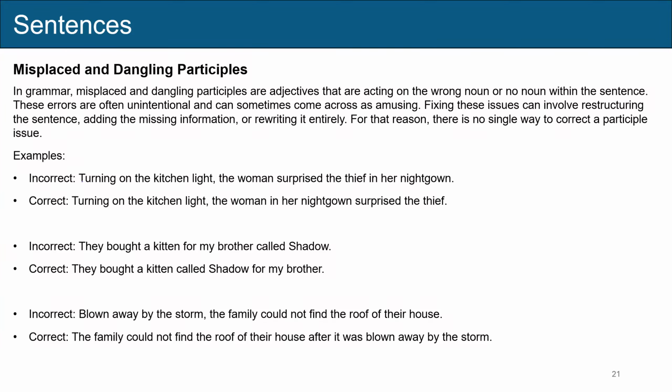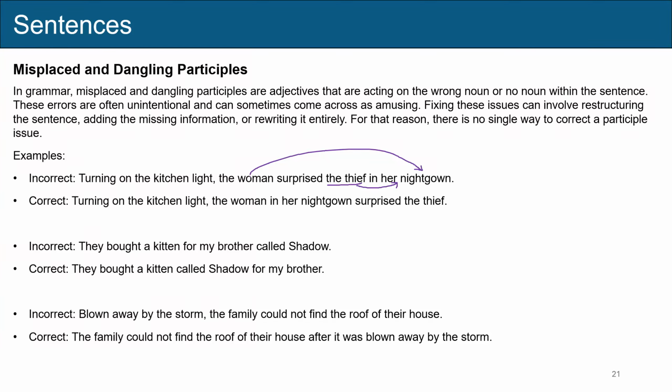So here we have the sentence, turning on the kitchen light, the woman surprised the thief in her nightgown. Now there's 2 ways we can interpret this sentence. One is that the woman is wearing the nightgown. The second way we can interpret it is that the thief is wearing the nightgown, and we might interpret it that way because the thief is closer to this information than the woman is.